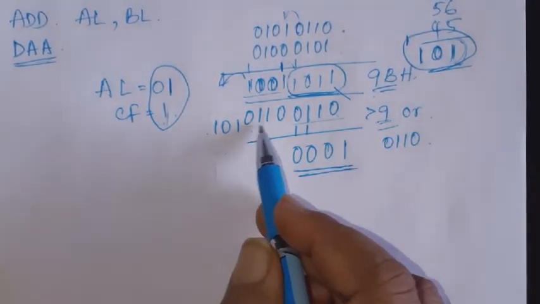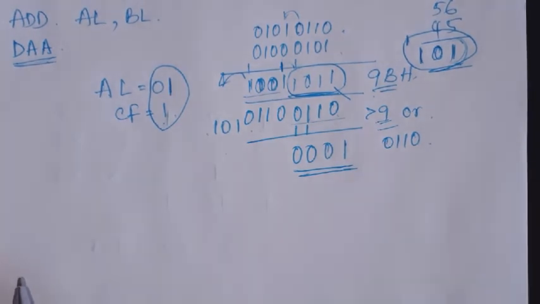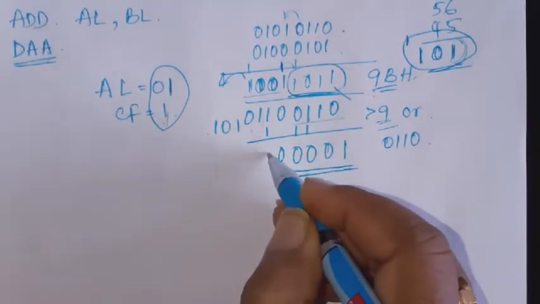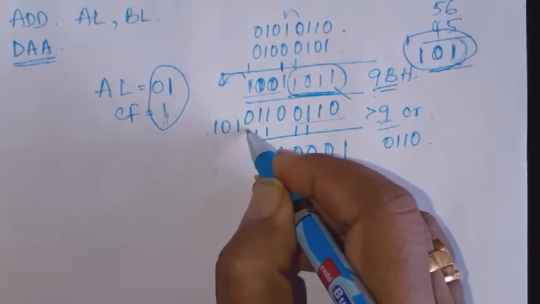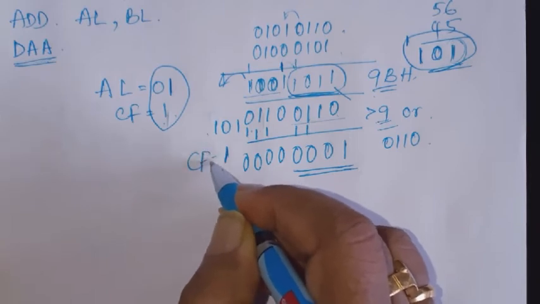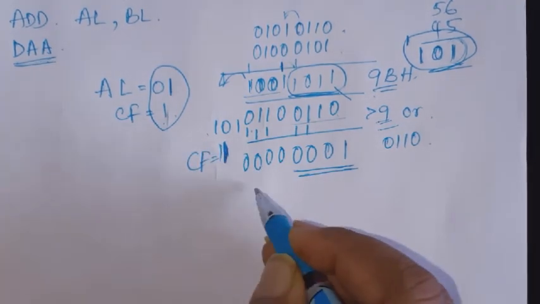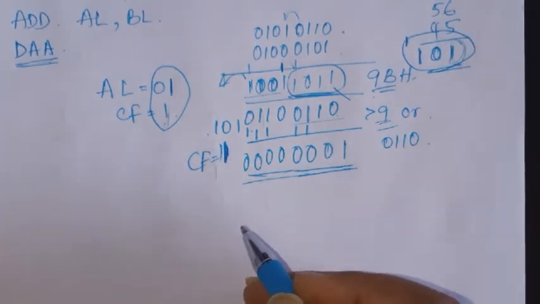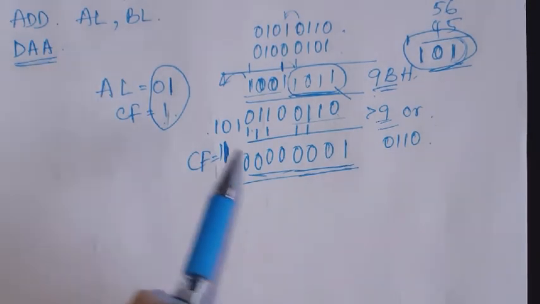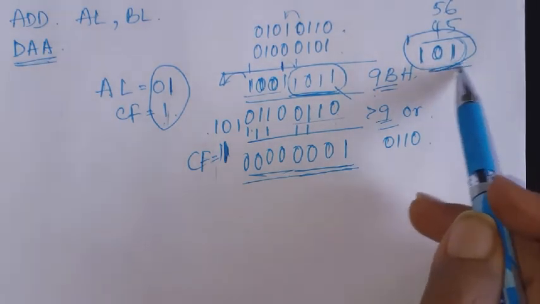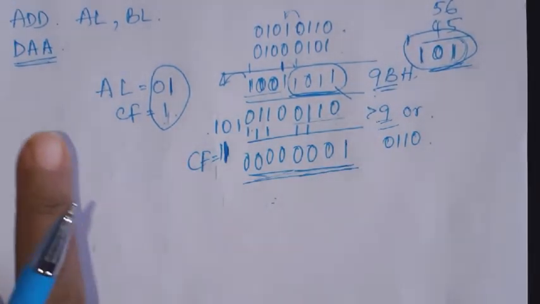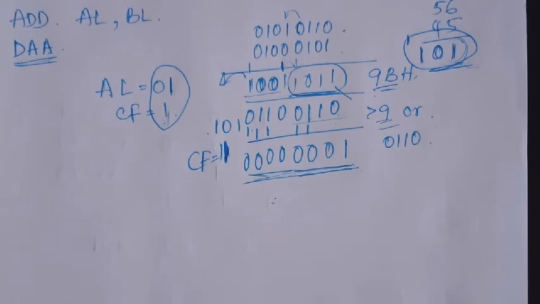Okay, so here 6 is added to this also, and the result becomes carry flag is equal to 1. There is a carry. So this is the result which comes after the execution of the DAA instruction. You got the same result which is required in decimal. Okay, so this is how this instruction works.